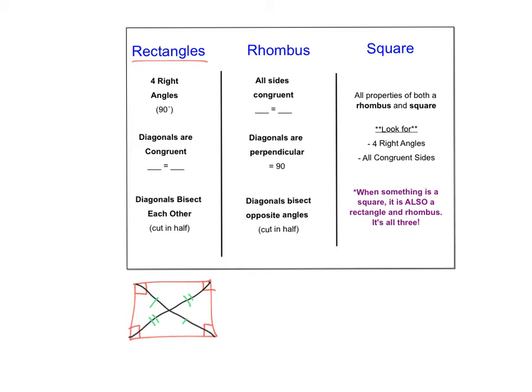Lastly, with a rectangle, we know that opposite sides are congruent to each other. So that means that these two sides are congruent to each other, and these two sides are congruent to each other.